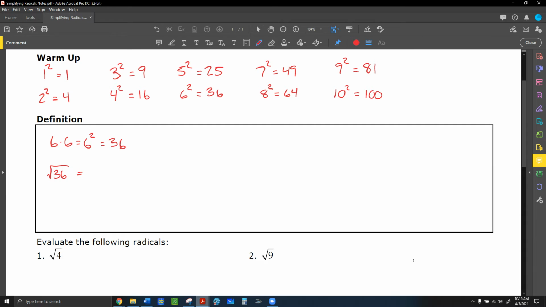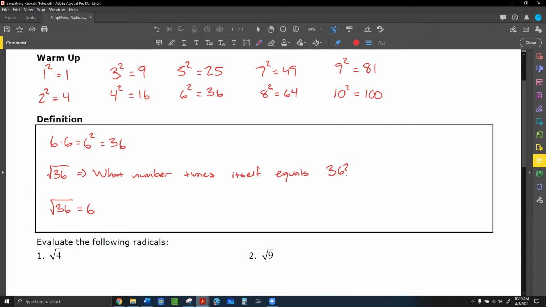What this means is we're asking ourselves what number times itself is 36? Well, we know the answer to that. We know 6 squared is 36. So therefore, the square root of 36 evaluates to 6. So let's go ahead and write that. The square root of 36 is equal to 6.